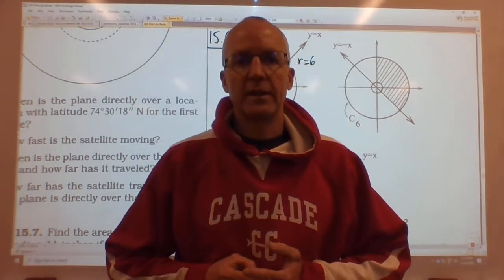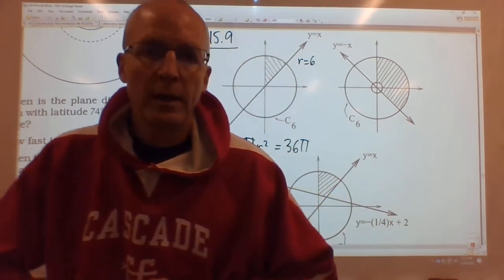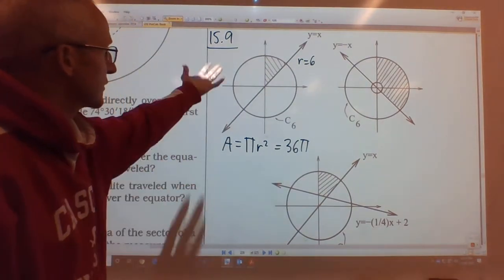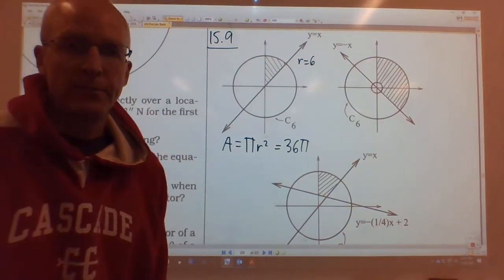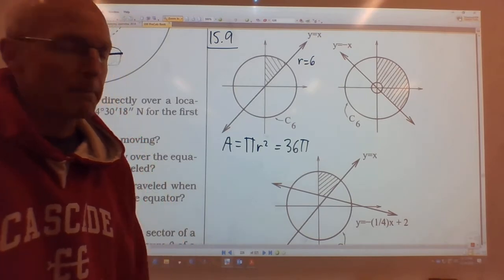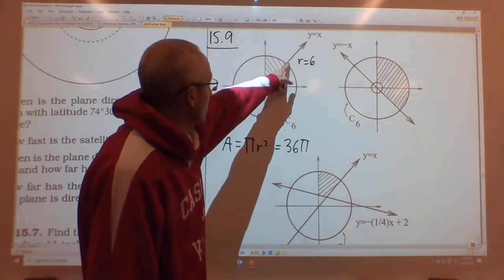In this video, let's look at number 15.9. It's the last one, chapter 15. We have these circles, and they want us to find the shaded area. Okay, so this line is y equals x.